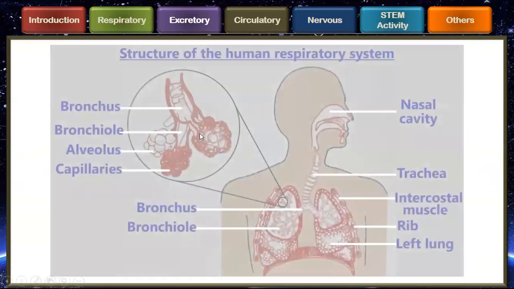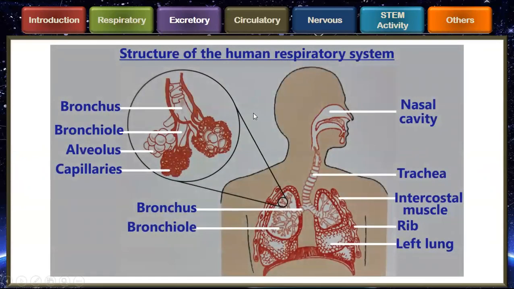Let's learn about the structure of our respiratory system. We have here the nasal cavity. Every time you hear the word nasal, it talks about the nose. Our nose has a hollow space, which is called a cavity. Every time you hear the word cavity, it means hollow or space. So it passes through the larynx. This is the larynx. The other word for larynx is the voice box. Every time you talk, every time you sing, you can feel it. It's right below your jaw.